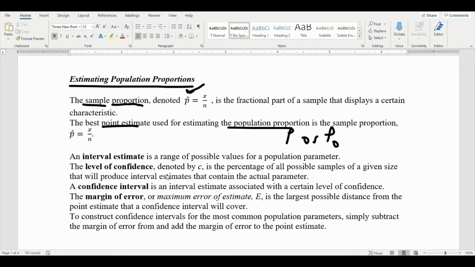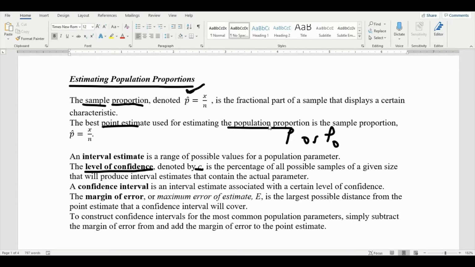An interval estimate is just an interval that estimates the population parameter. Level of confidence, denoted by C, is a big deal. If you hear someone say we're 95% confident, which is a common number you'll see or hear, that's the level of confidence.